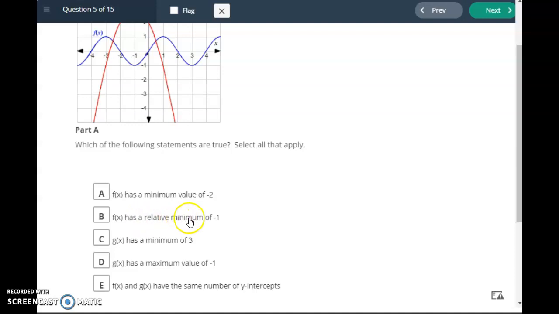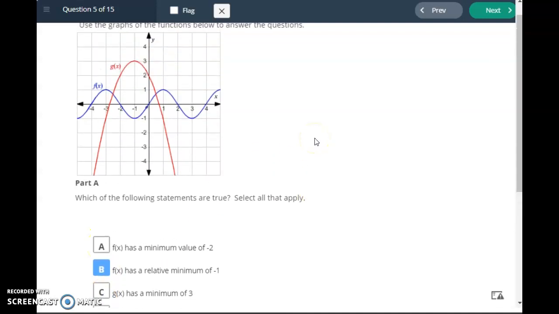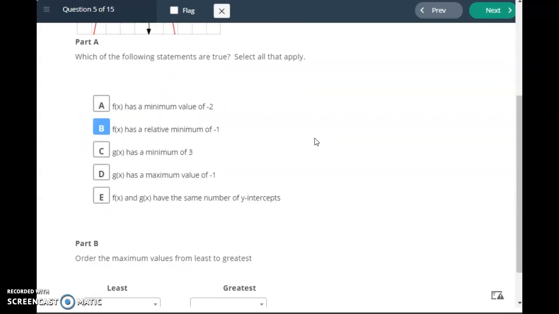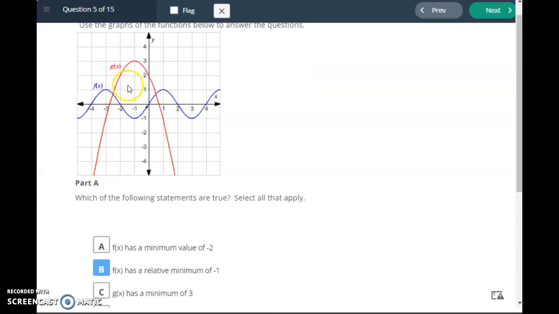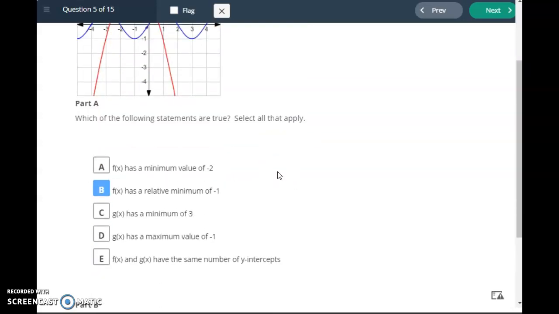F of x has a relative minimum of -1. That's true. F of x goes down here. It's decreasing, decreasing. At -1, it starts increasing. So that would be true. G of x has a minimum of 3. G of x is the red one. It doesn't even have a minimum because it goes up and then comes back down.